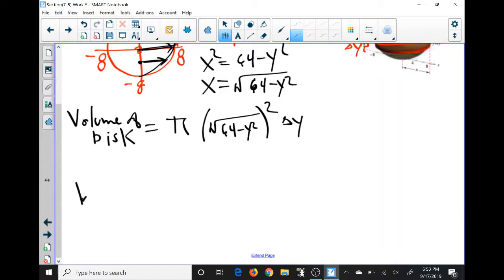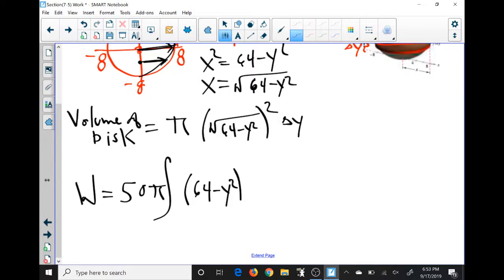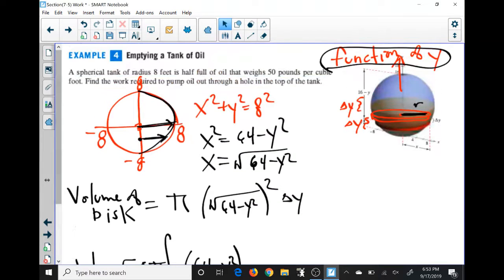So now I can start to say, all right, the work is going to be, they said it was 50 pounds per cubic foot. The integral, I haven't gotten the bounds yet. We'll get to that. We have a pi, I'll put outside since that's a constant. And the 64 minus y squared and the square root squared, that'll come out of the radical, the 64 minus y squared. And so far we have just the disks. Now we have to have the distance that each disk has to travel. So let's go back up to our image. How far does each disk have to travel to get out the top of the oil tank?